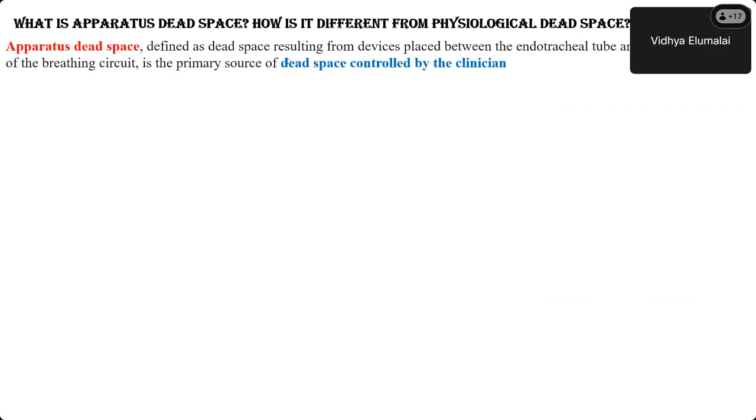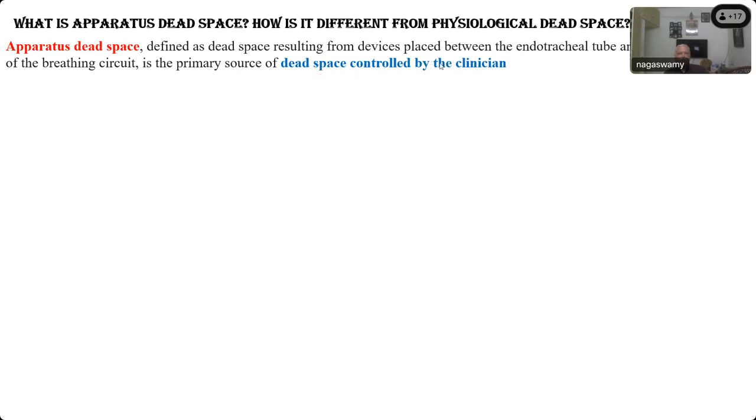So coming to the last part, we will just discuss and close with apparatus dead space. This is a very important practical point, both for practicing anesthesia as well as examination. What is apparatus dead space? How is it different from physiological dead space? Again, the answer is, it is the dead space defined as resulting from devices placed between the endotracheal tube and the outlet of the breathing circuit, and it is the primary source of dead space controlled by the clinician. So we can alter this volume by removing a part of the connectors or making them smaller or reducing the length of the endotracheal tube. By all these things we can alter it.